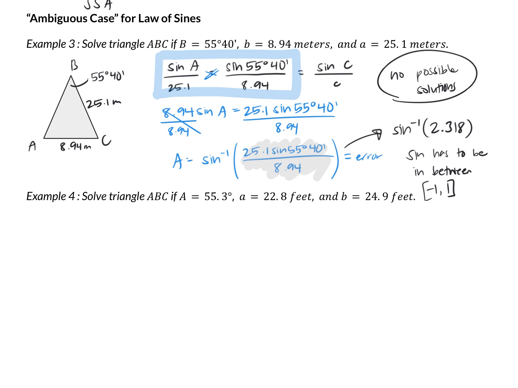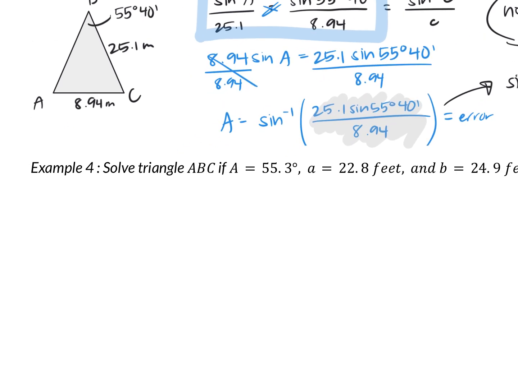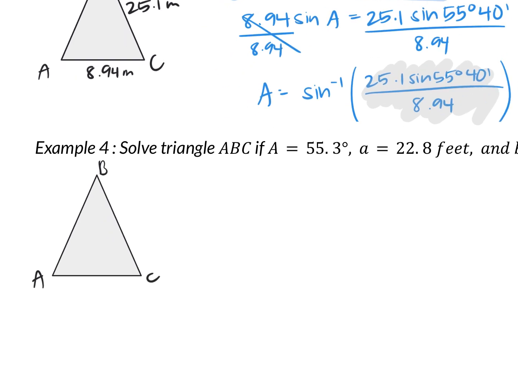Okay, next possible outcome is if we have an angle, another side length, and another side length there. Let's see what happens for this one. I apologize, this one will take quite a bit of space, so write kind of small. Zoom in as far as you can, and you might need to move some stuff around. But my triangle here, ABC, angle A is 55.3 degrees, side A is 22.8 feet. And then side B is 24.9 feet.